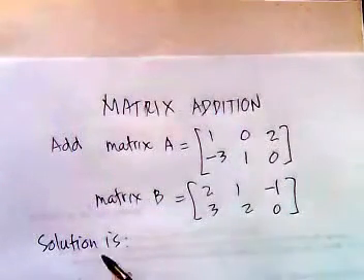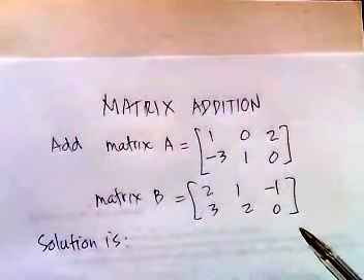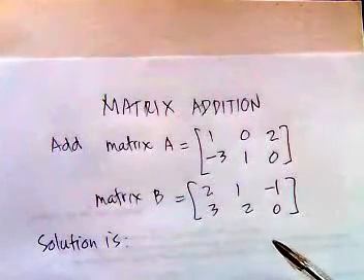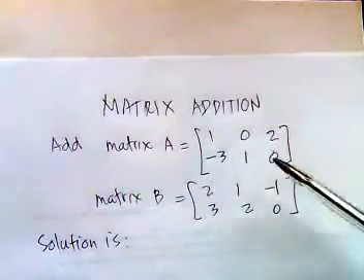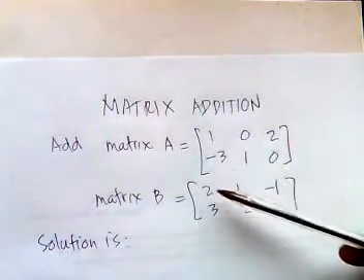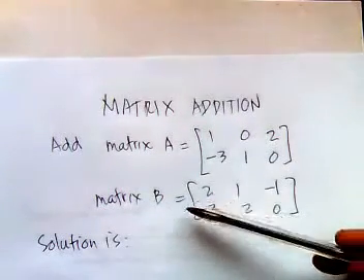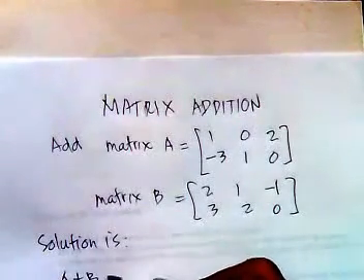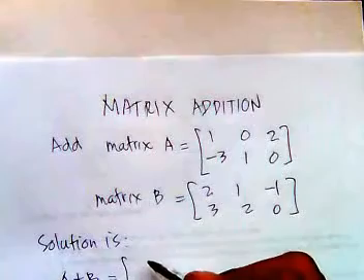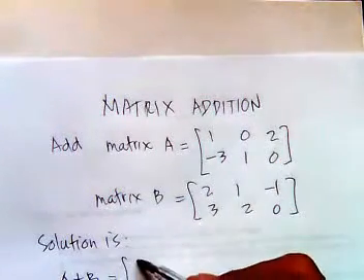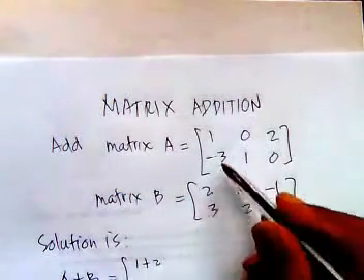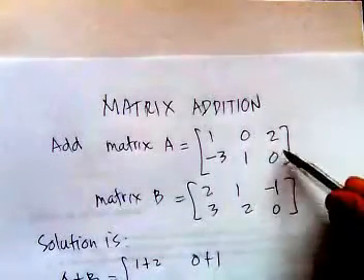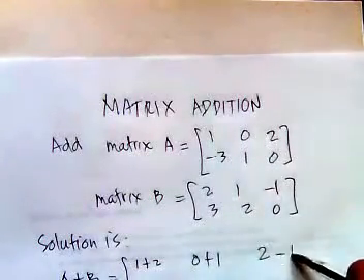So the rule here is simply to add the 2 matrices A and B, add their corresponding elements, meaning element 1 should be added to element 2 on B. So that is why you have A plus B equivalent to 1 plus 2, 1 plus 2, this one. Then another one is 0 plus 1, so 1, and 2 minus 1.